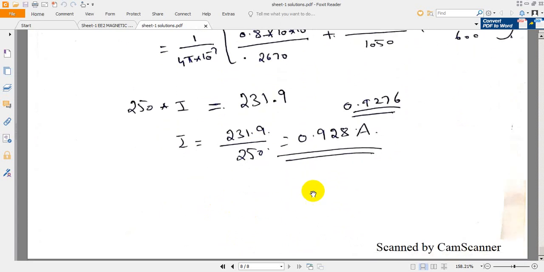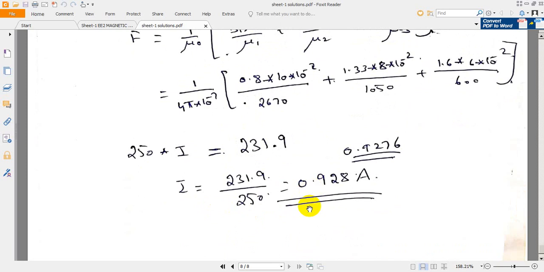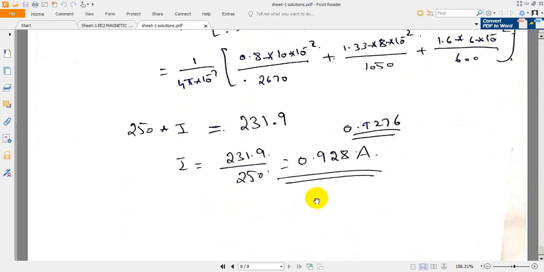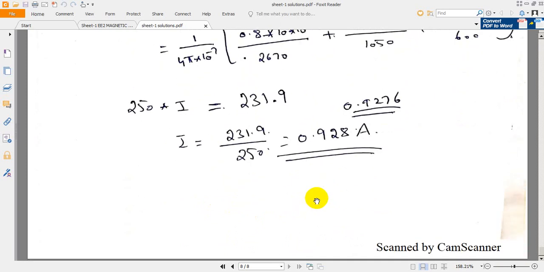With this we conclude problem sheet 1. With this we conclude sheet 1 of the tutorial sheet.